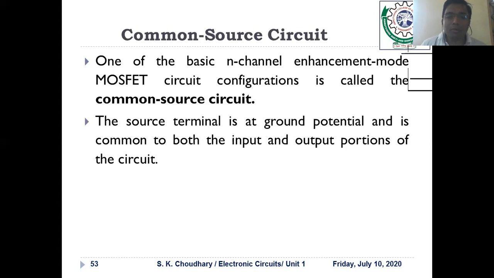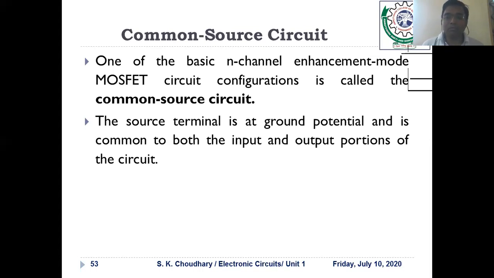Now, what is the common source actually? We know that the MOSFET has four terminals construction wise, but circuit wise we generally use three terminals. These terminals are drain, source and gate, and by using these three terminals we make a two port device. It is also called a two port device, and we use these circuits.